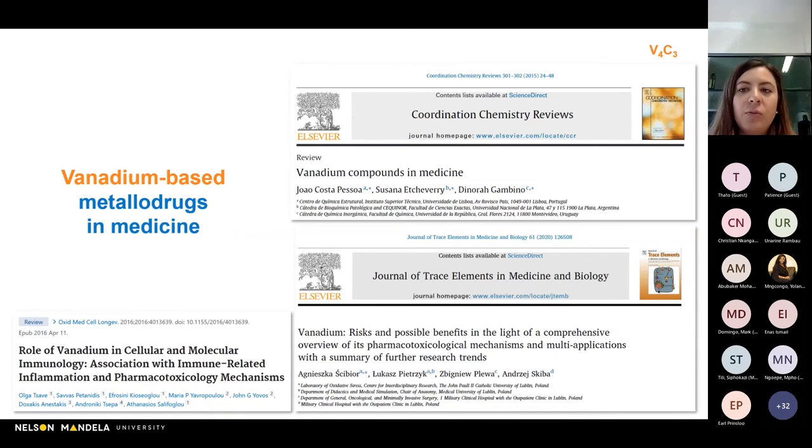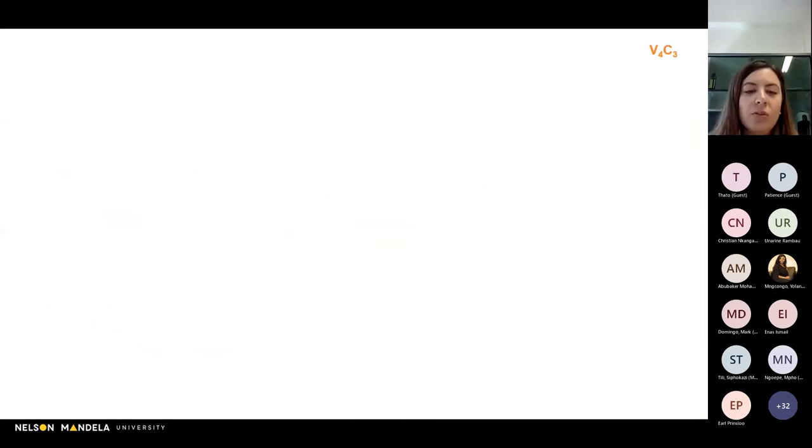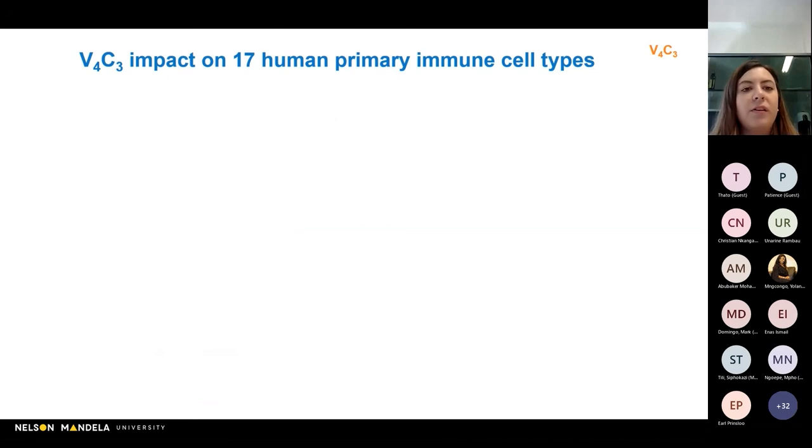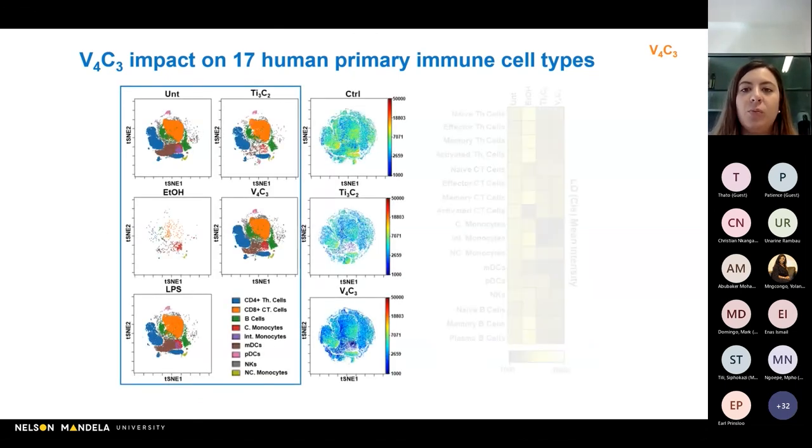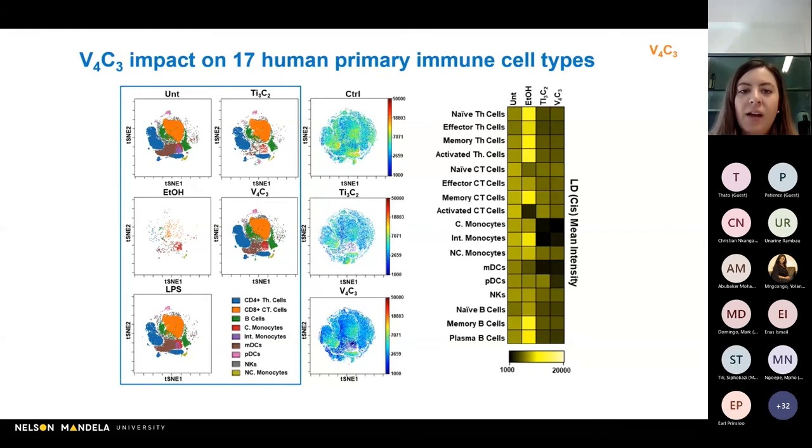We know that vanadium is involved in a large number of immune-driven mechanisms that regulate and stimulate our immune system cells. So for this reason, we decided to use the vanadium-based MXenes in order to take advantage of the high biocompatibility of the MXene family. And to do this, we started with the analysis of vanadium carbide impact on 17 immune primary cell types.